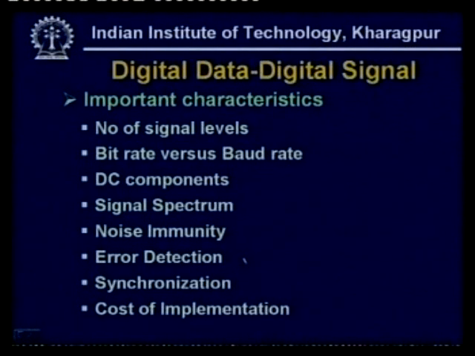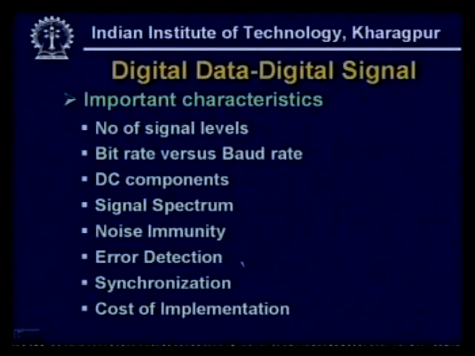Then we can try to do encoding which will help us in detecting errors. Whenever the signal is sent through the communication media, because of various types of noises, errors can be introduced in the signal. So, at the receiving end, if we can detect errors because of the encoding used, that will be helpful. So, we shall look into it.